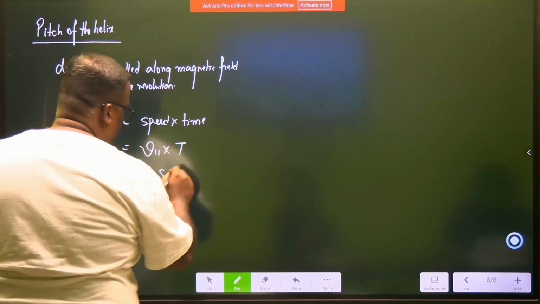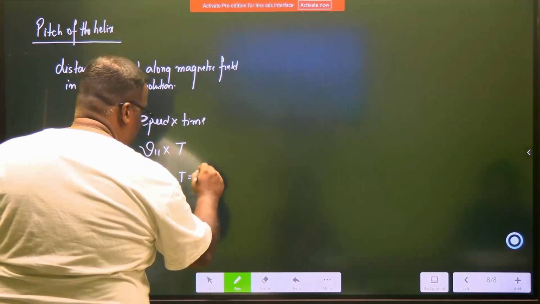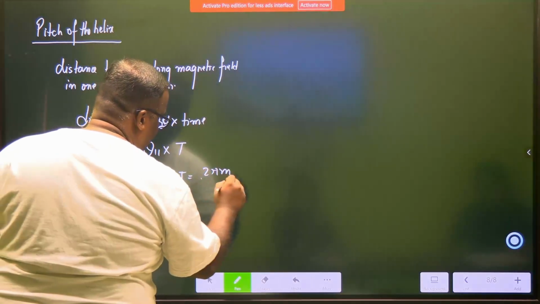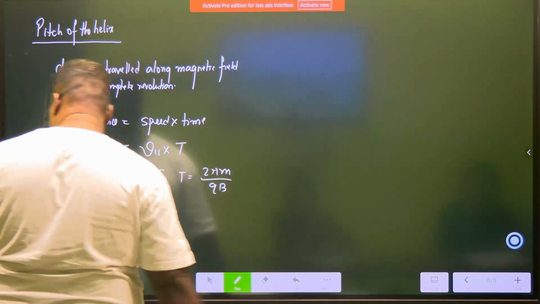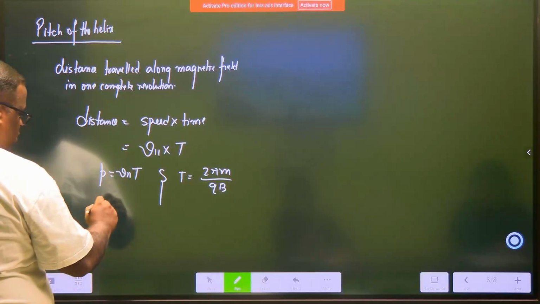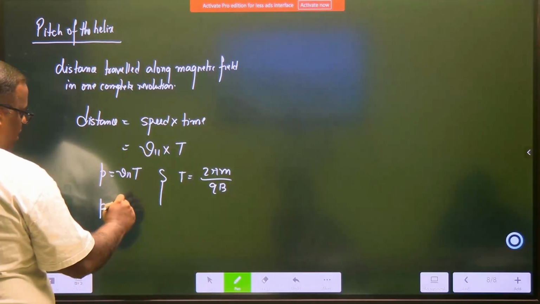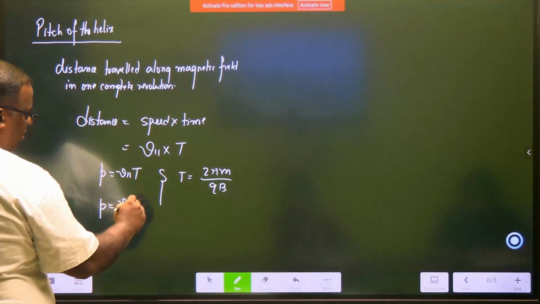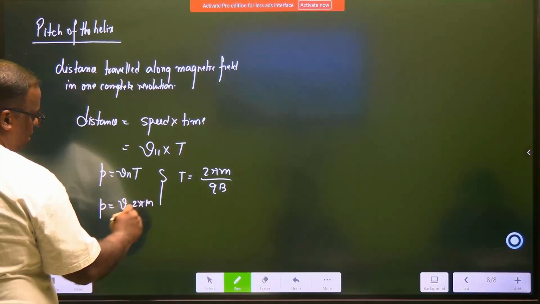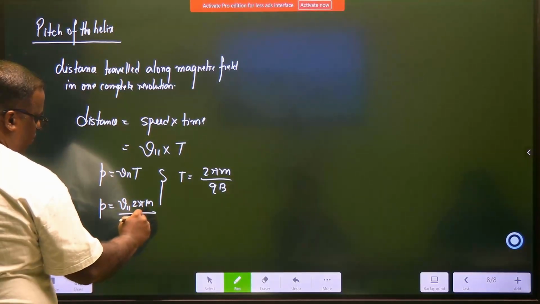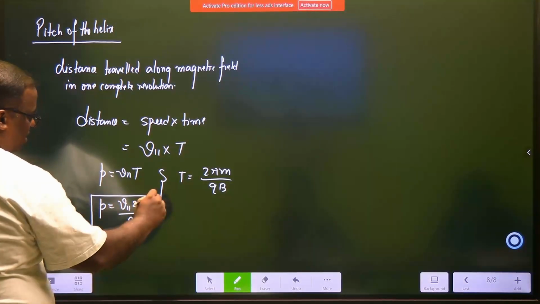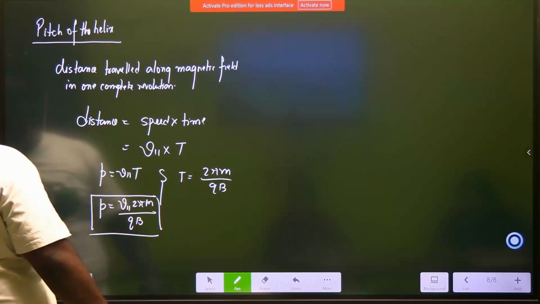But what is the value of T that you had got? 2 pi m by QB. Okay? So your pitch is given by V parallel times 2 pi m divided by QB. These are all cyclotron specific only.